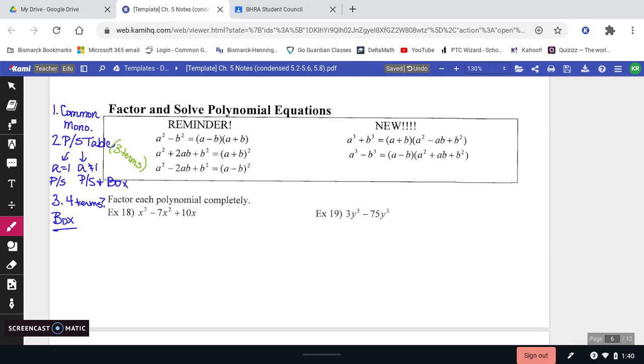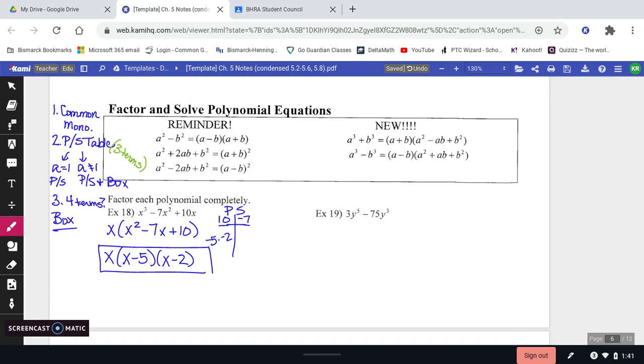Okay, so these first couple, factor each completely. So again, we're going to look for that common monomial factor. This one has an x that can be factored out. So we're going to take out an x, and there you go. All right, then it's a trinomial. So I'm going to do a product sum table. So multiply to get 10, add to get -7. So that's going to be a -5 and a -2. So since my a is 1, it's just a 1x squared, I can go straight to my factored version of x times the quantity x minus 5 times the quantity x minus 2.